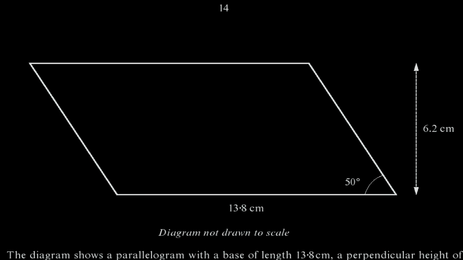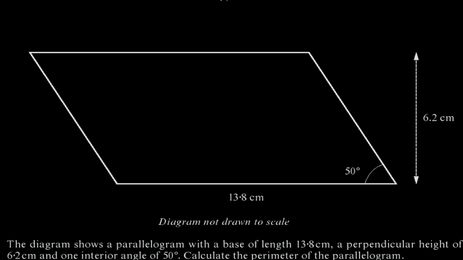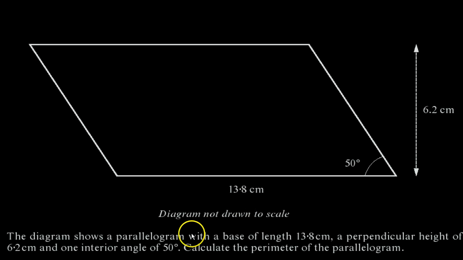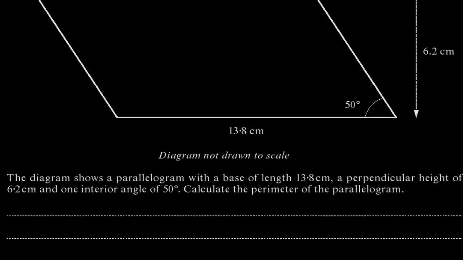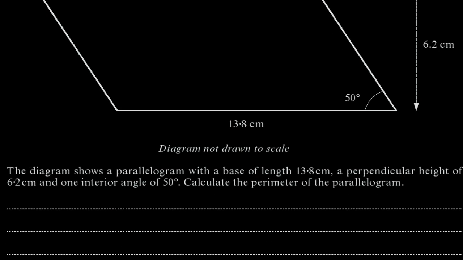The diagram shows a parallelogram with base of length 13.8, a perpendicular height of 6.2 centimeters, and one interior angle of 50 degrees. Calculate the perimeter of the parallelogram. Okay, so let's have a look at this then.